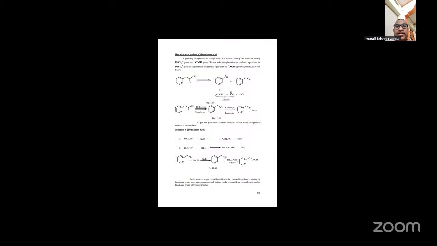And retrosynthetic analysis of phenylacetic acid. In this retrosynthetic analysis of phenylacetic acid, the bond between the acetic acid carbonyl and the phenyl-attached carbon undergoes disconnection, then gives benzyl carbocation and carbon dioxide.